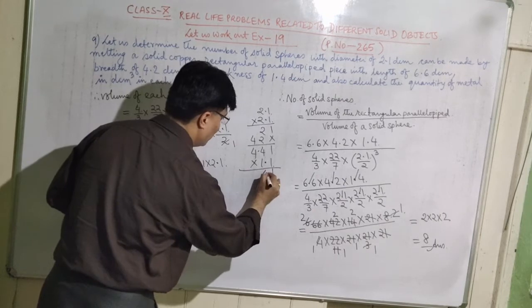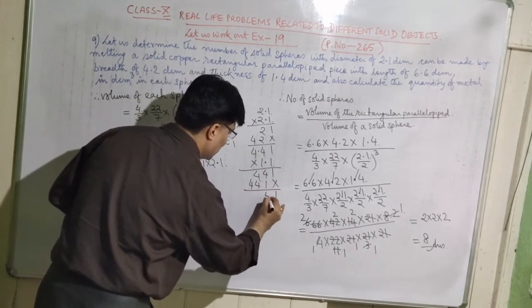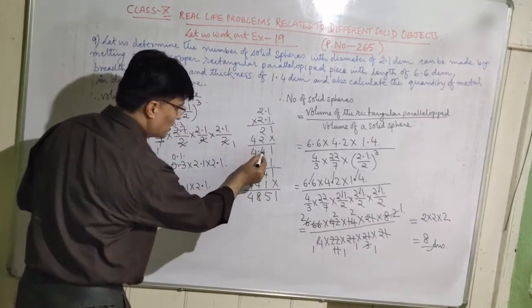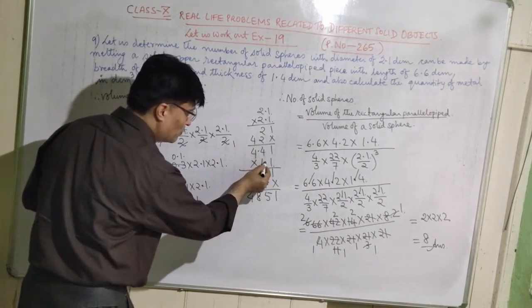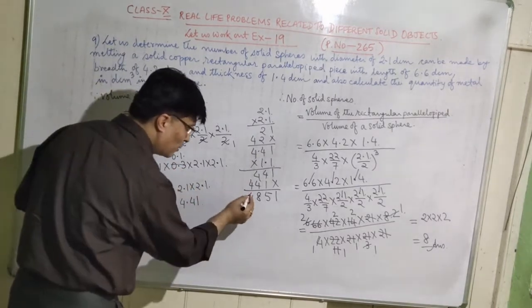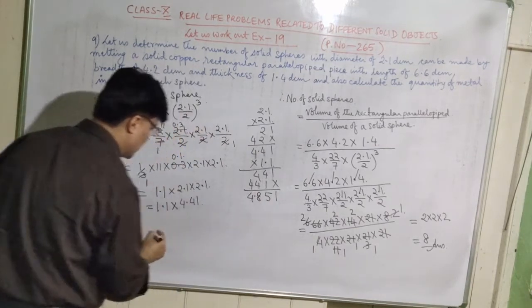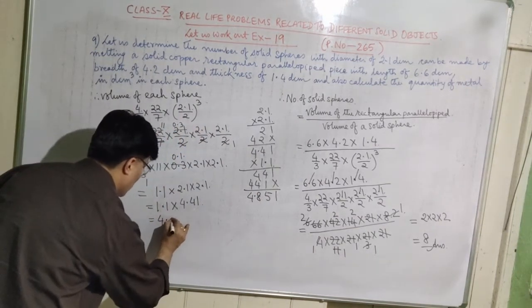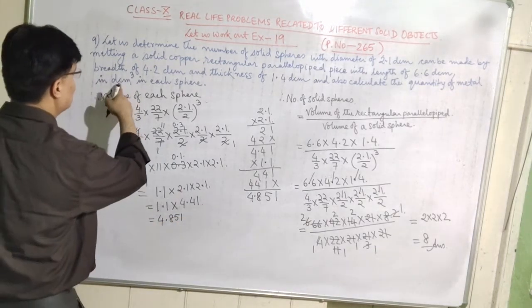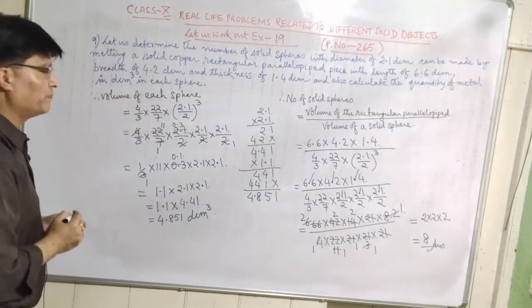So it is 144. It is also 144. So it is 1584. After the decimal point there are two figures here, and here after the decimal point there is one figure. 2 plus 1 is 3. So you have to write down the decimal point before three figures from the end. So it is 4.851. What is the unit here? It is decimeter cube.